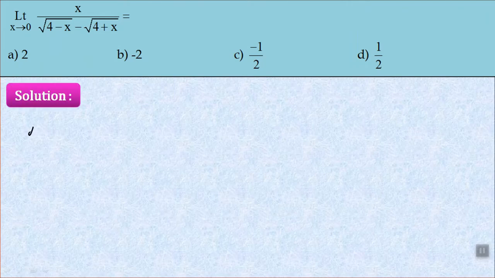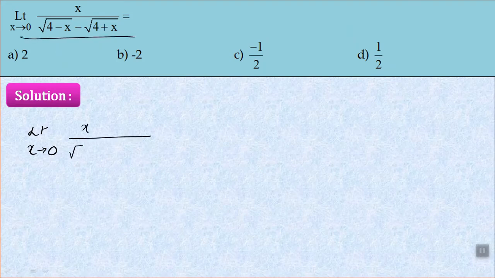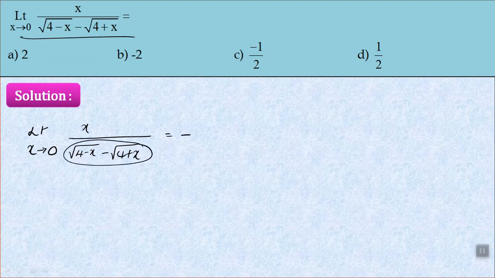The given question is limit x tends to 0, x by (square root of 4 minus x minus square root of 4 plus x), is equal to, here in the denominator we are taking minus as common, minus of limit x tends to 0, x by (square root of 4 plus x minus square root of 4 minus x), is equal to minus of.